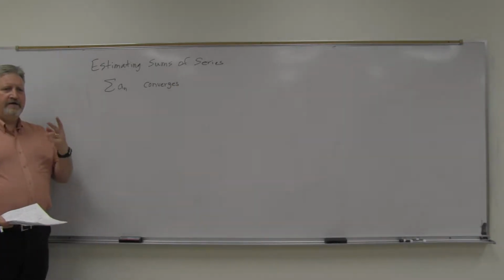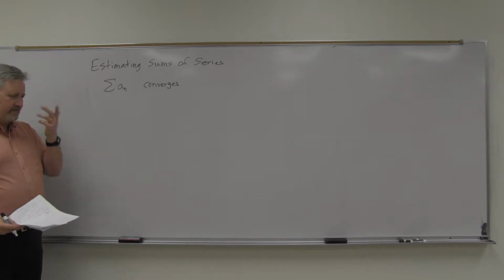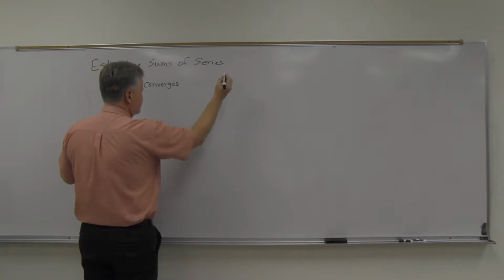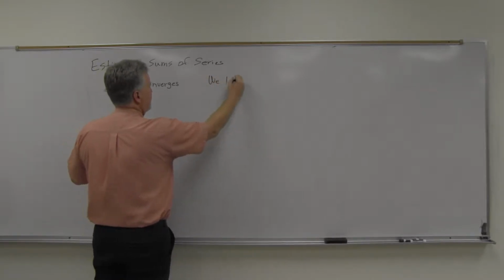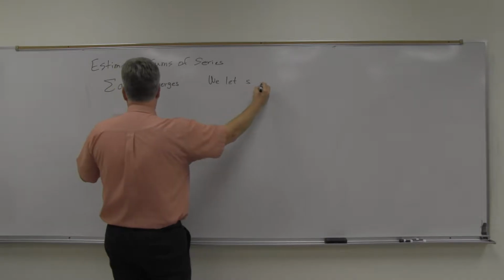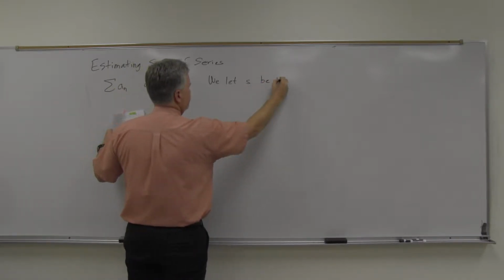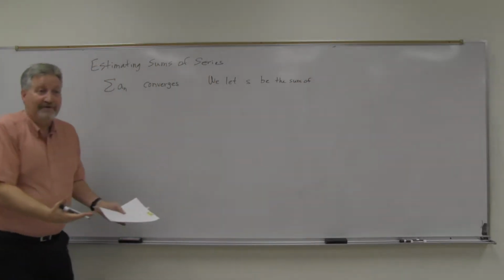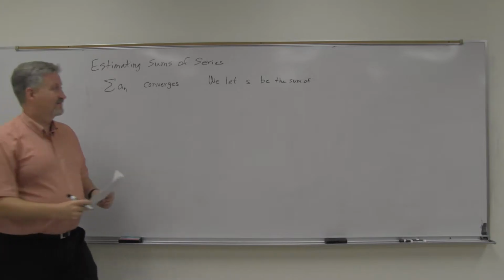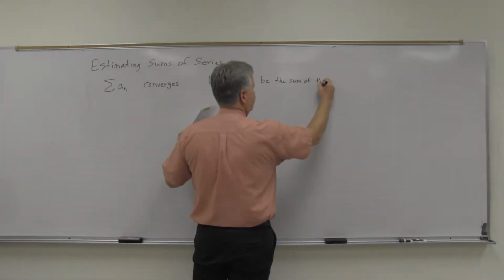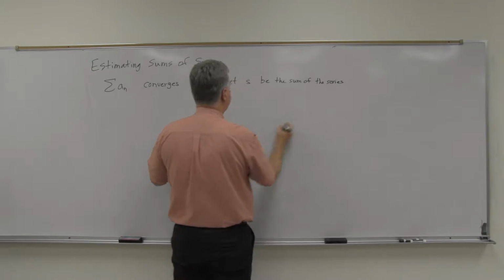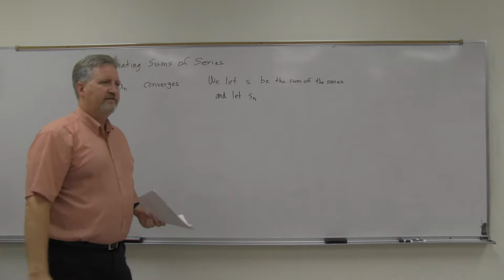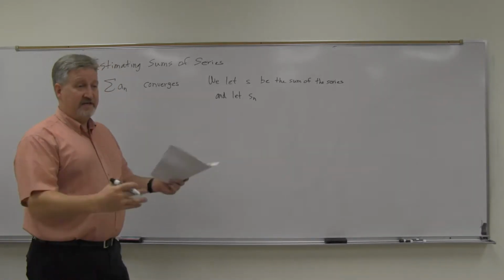Okay, so if we've got a series and it converges, what we do is we let S represent the sum of the series. So it converges to a number, and we're just going to call that number S. So let S be the sum of the series. And we did talk about S sub n, or what S sub n was. That's just the nth partial sum.